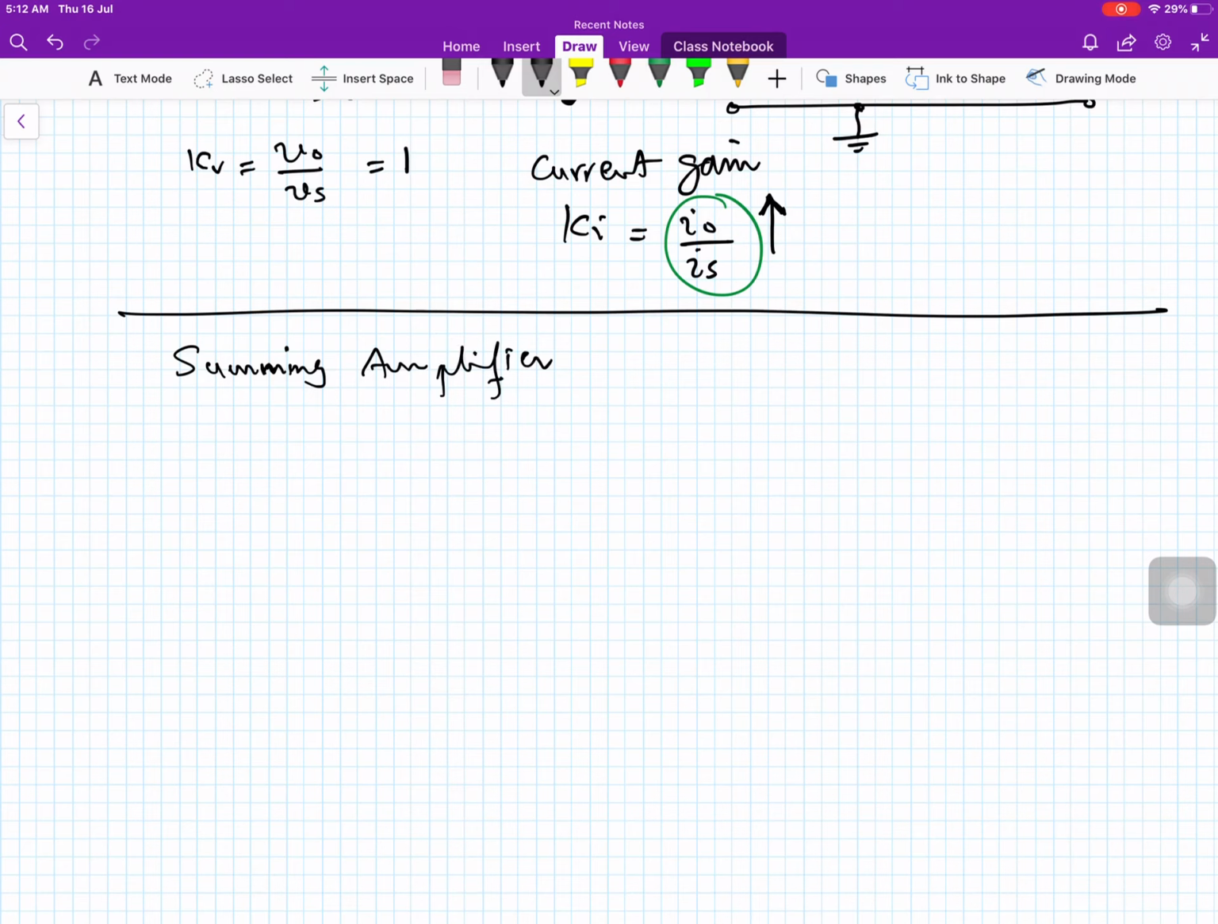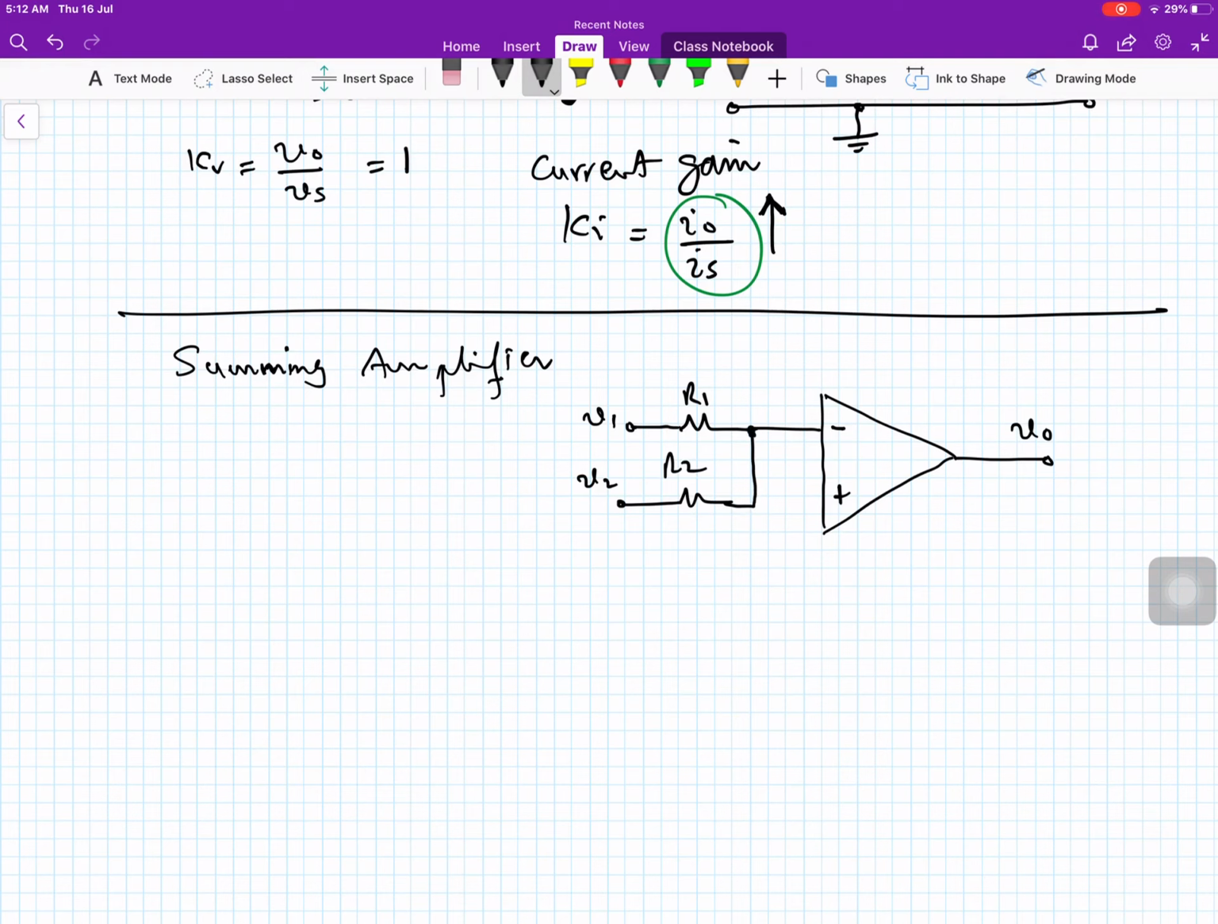In a summing amplifier, we have an operational amplifier, VO, the non-inverting input and the inverting input. We apply voltage V1 through a resistance R1, and we apply voltage V2 through R2, and we connect both to the inverting input. We use a feedback resistance, which connects the output to the input, and we call it RF.